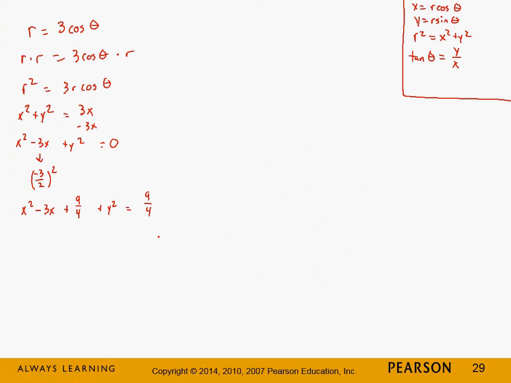Completing the square. So I can rewrite this as x minus 3 halves squared plus y squared equals 9 fourths. And that's in standard form of a circle.